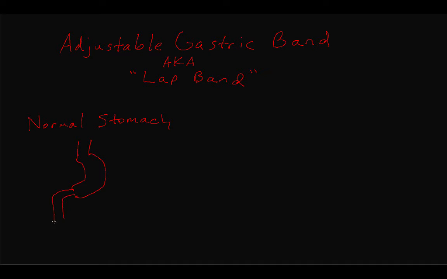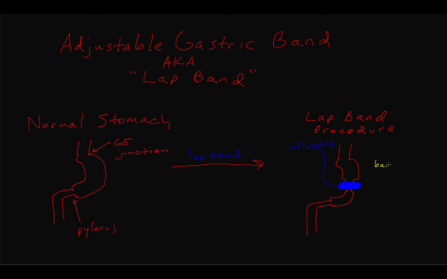The adjustable gastric band procedure, often referred to as a lap band because it is placed laparoscopically, demonstrates a primarily restrictive procedure. In this operation, a band is placed around the proximal part of the stomach to create a small pouch between the GE junction and the band, effectively limiting the reservoir capacity of the stomach. The band can be inflated or deflated with needle fluid injection into a port that is placed subcutaneously at the time of operation.